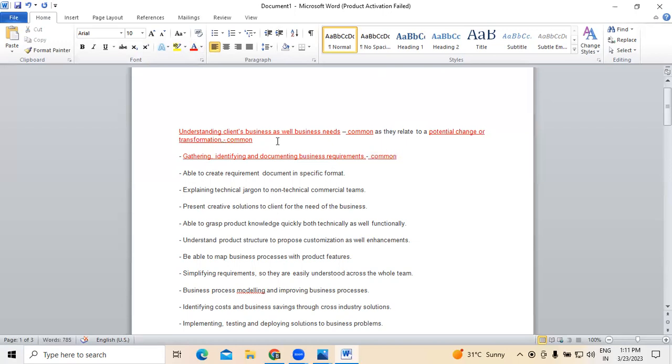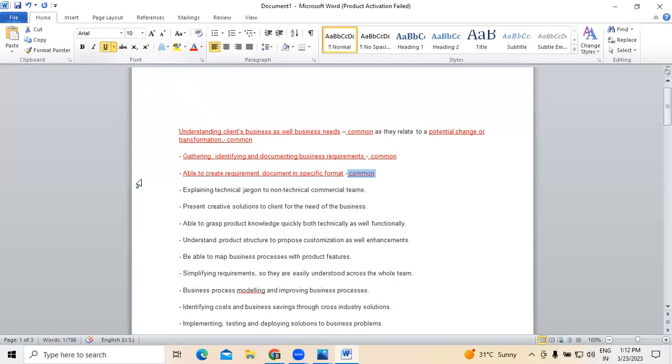Next, we should be in a position to create a requirements document in a specific format. That is where these BRDs, SRS and all come into the picture. So this is also common, right? Because every organization will have their own templates. Based on the templates they have given, in a specific format, and based on the research we have made, we need to prepare those things accordingly.